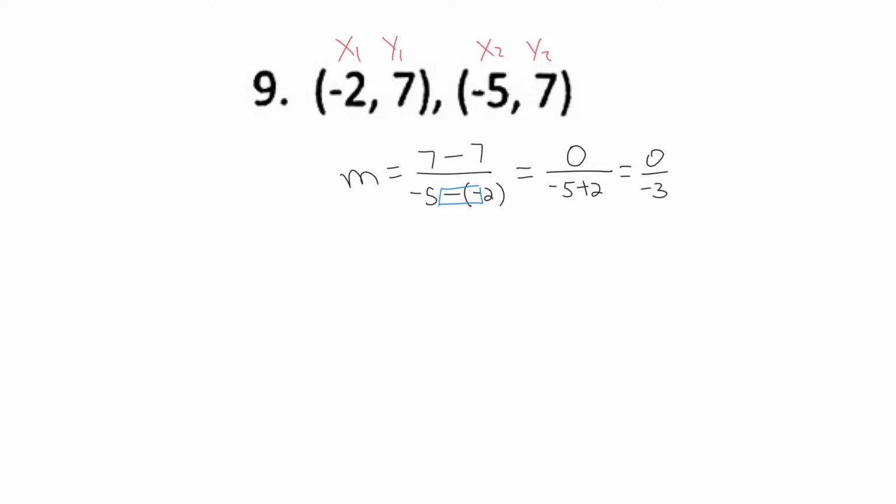This has a 0 on the top of the fraction. Yes, we can divide 0 by a number other than 0. We cannot divide by 0, but if you have a number other than 0 on the bottom, 0 divided by another number other than 0, the answer will be 0. We know mathematically this slope will equal 0. And that is when the 0 is on the top of the fraction.